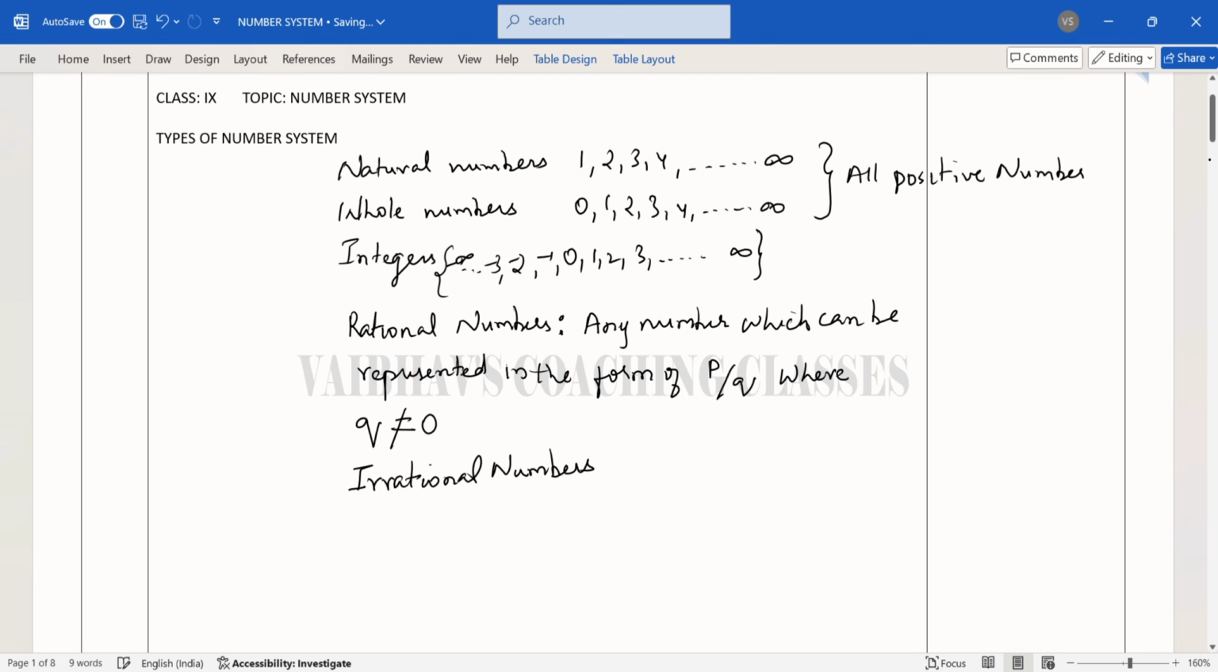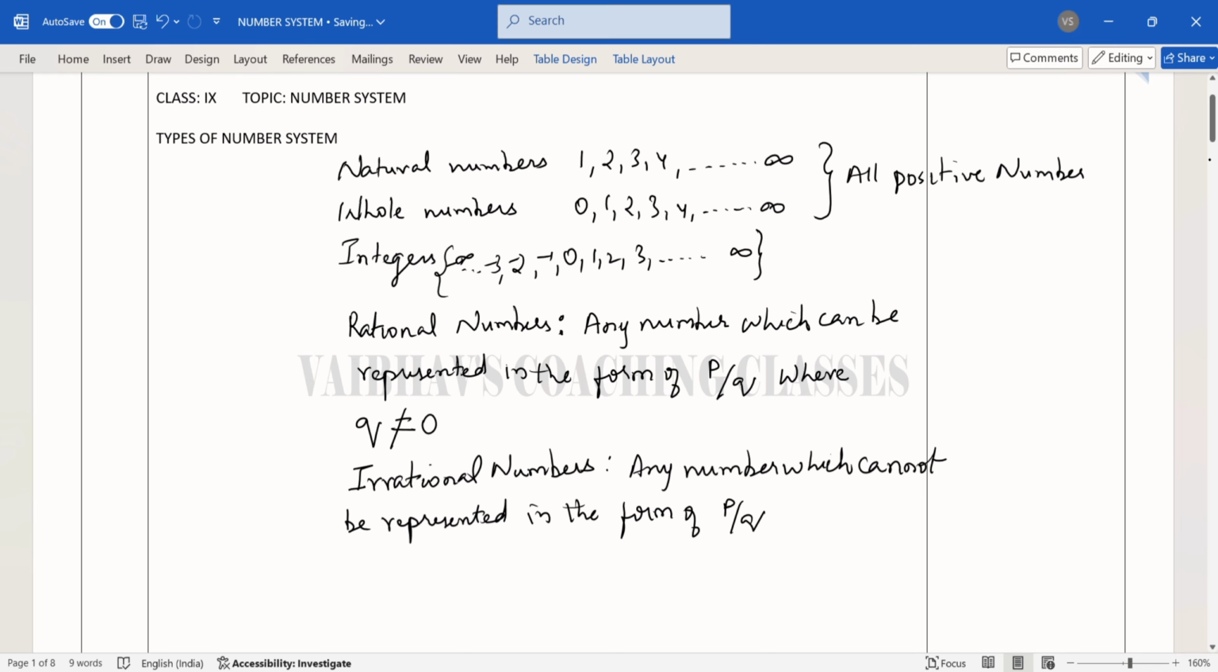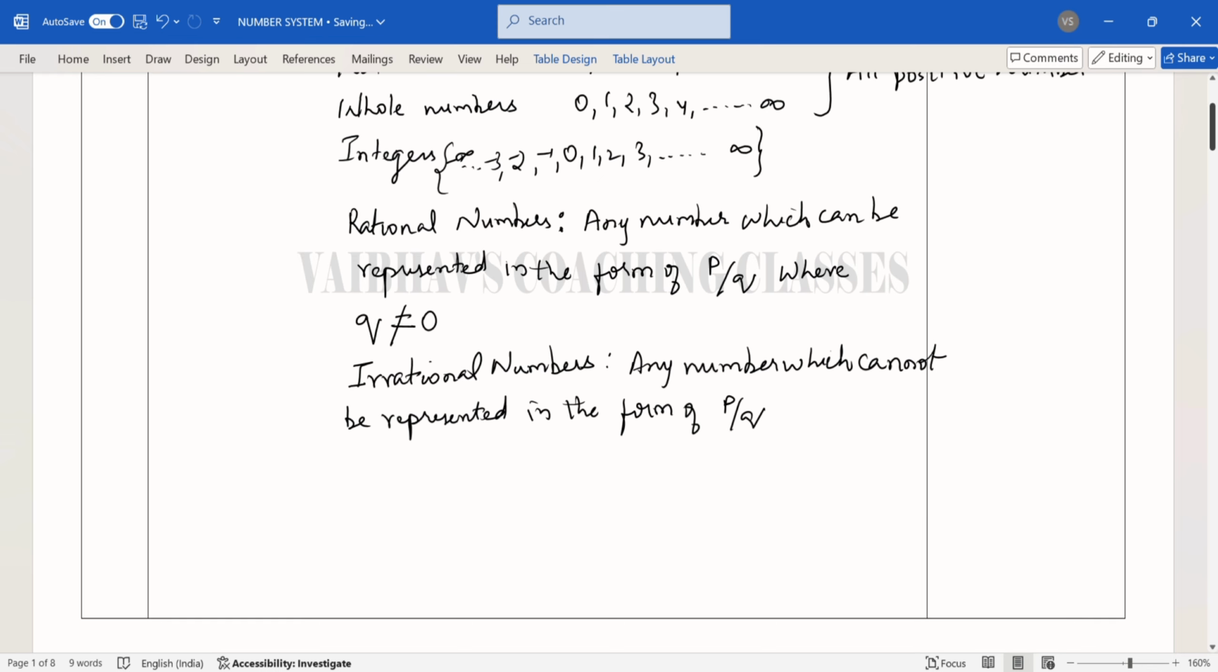Yes. So when we talk about irrational numbers, it's just the opposite of rational numbers. And what's that? Any number which cannot be represented in the form of p by q. Let's see a few examples for that then.